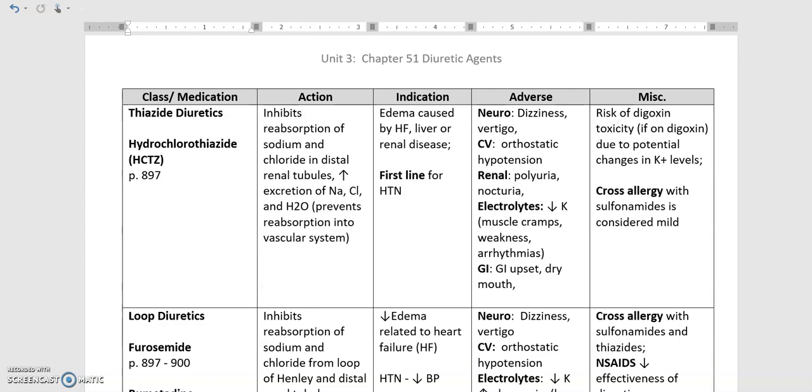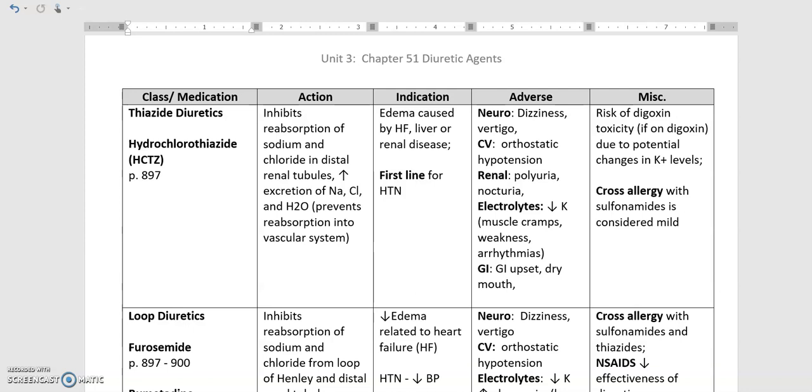Chapter 51 talks about diuretic drugs. While diuretics do increase urine production, and that's usually what we think of when we think of a diuretic, diuretics mostly act to prevent the cells lining the renal tubules from reabsorbing sodium ions into the glomerular filtrate. This results in an excretion of sodium and water in the urine.